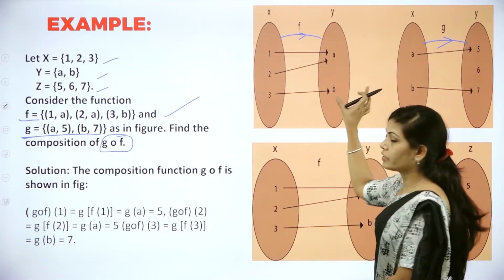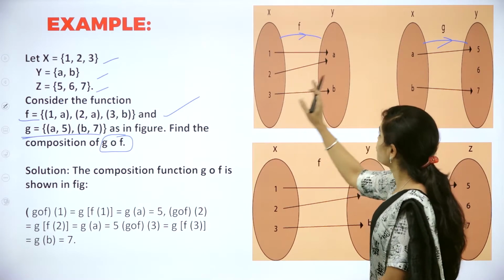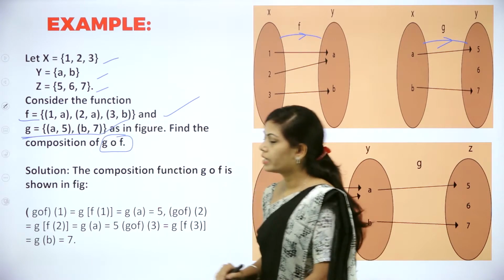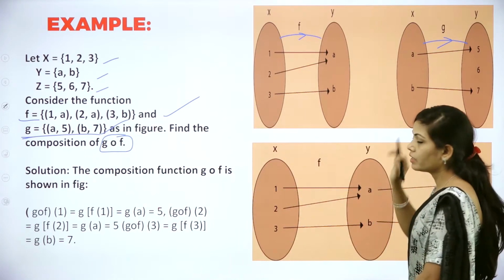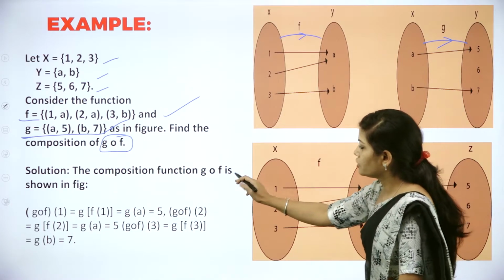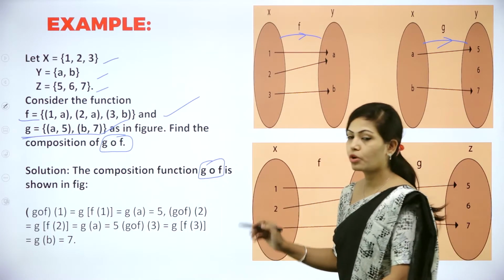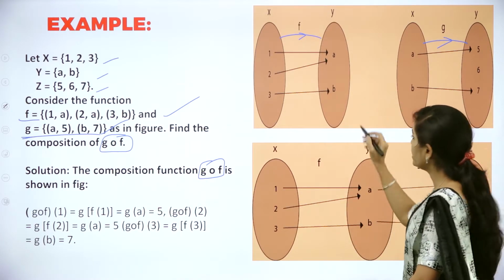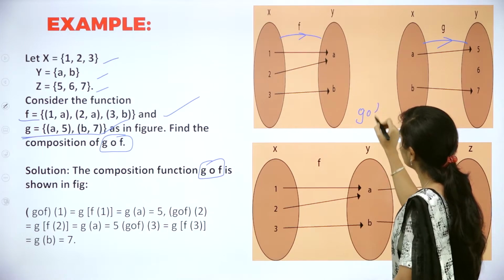So first draw the given relation. This is for f and this is for g. So for f and g we have two relations. First draw the relation for f and g, then you can find g of f. So what is g of f? Here we need to find g of f.